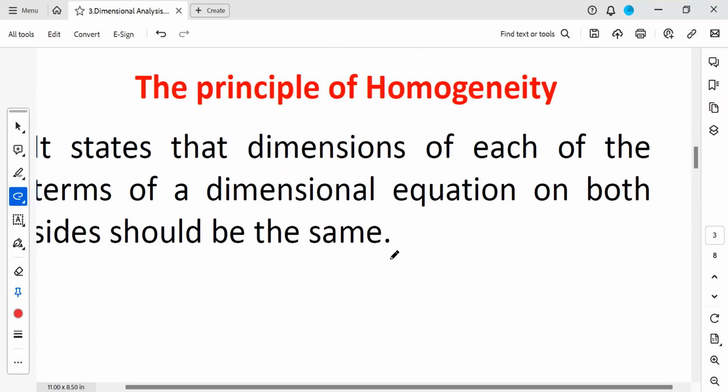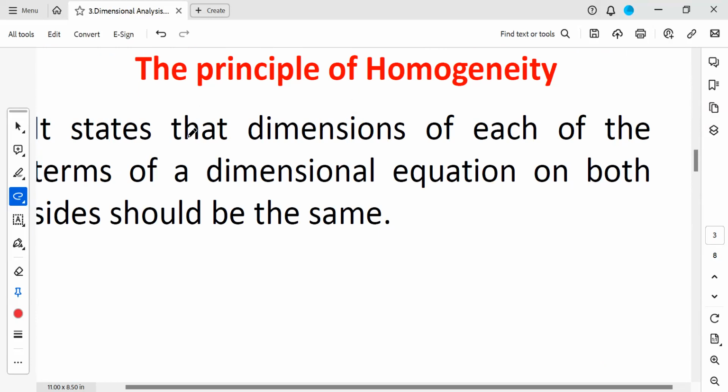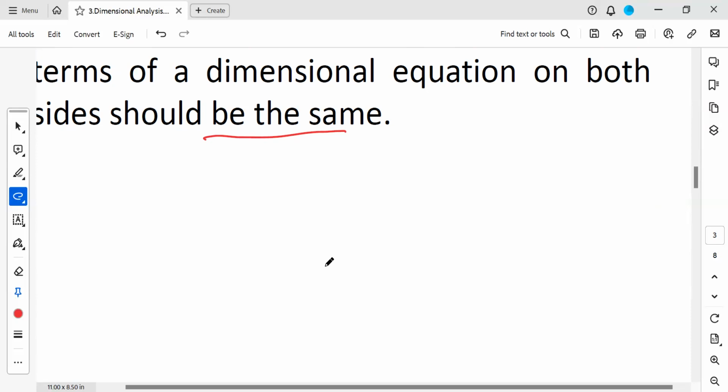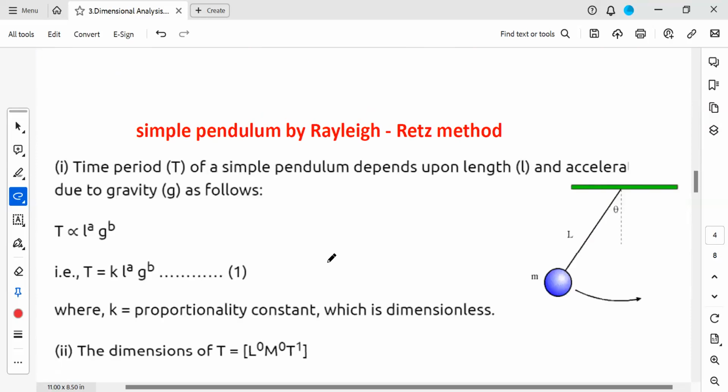The next concept we are using here is the principle of homogeneity. For any equation, if the left side and right side have the same dimensions, then the equation is said to be dimensionally homogeneous. It states that the dimensions of each term of a dimensional equation on both sides should be the same, then the equation is said to have dimensional homogeneity. This is the principle we use in dimensional analysis.